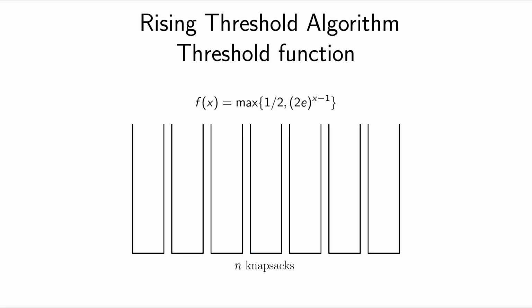Now we describe how to assign thresholds to knapsacks. We wish to handle all possible numbers of knapsacks. To this end, we construct the thresholds with the help of a continuous function f, with the formula given on the slide. We justify the choice of f later.